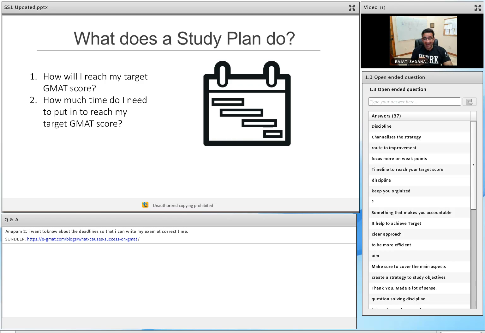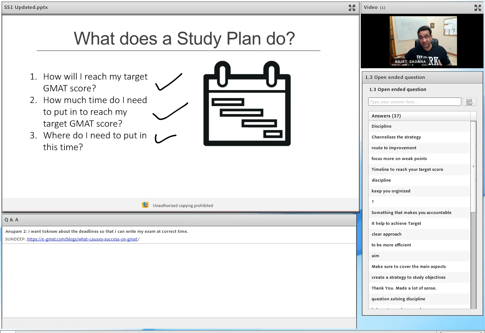The second is, how much time do I need to put in? And again, it may seem like it's very similar to number 1, but it is not. And I'm going to explain that with a case study. And the third is, where do I need to put in that time? Okay, that's really important, because you may have a path to your target GMAT score. You may have a decent estimate of the amount of time, but if you don't put that time in the right areas, you will not get there. I guarantee that to you. So each of these 3 questions is important.